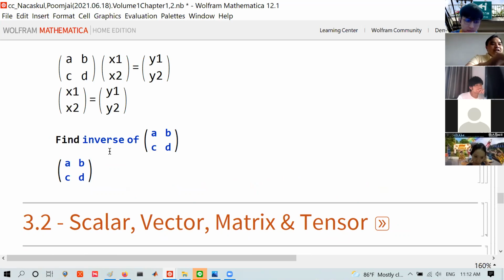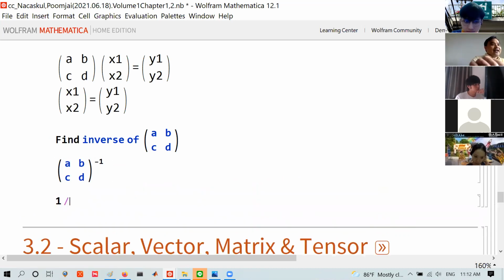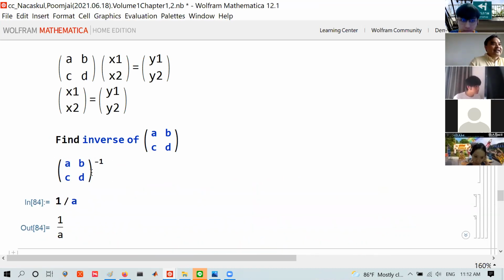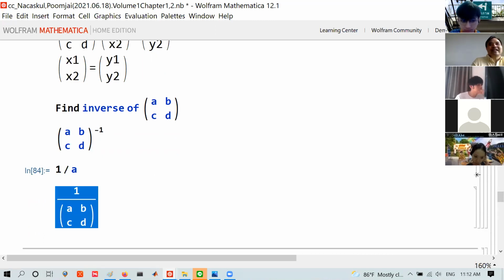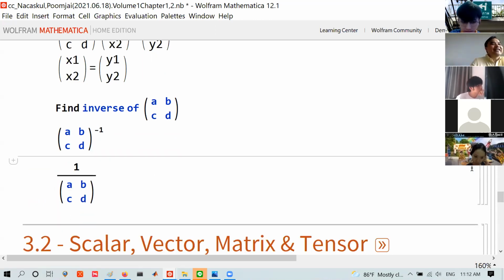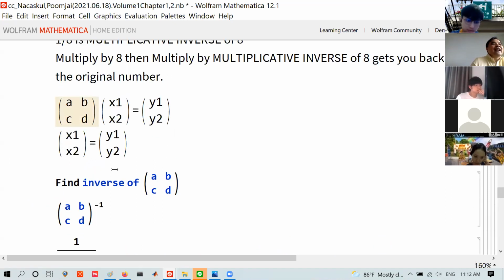I'm going to use the notation minus 1. This is a notation. This is not saying, this is not this. Okay, you could do that with 1/8. That's not a problem. You can't do this with a matrix. So this is the more general notion. So I cannot divide by this. I'm going to find the multiplicative inverse.